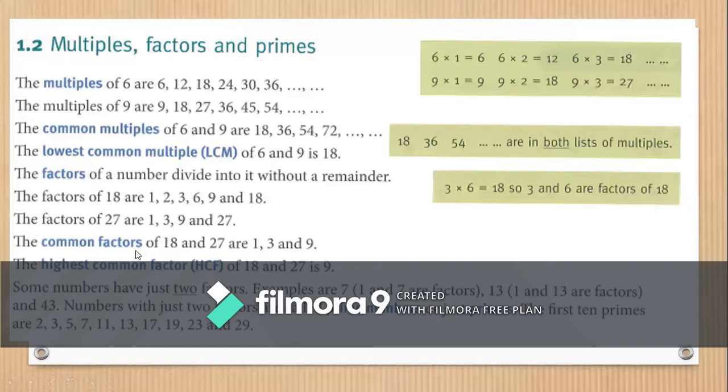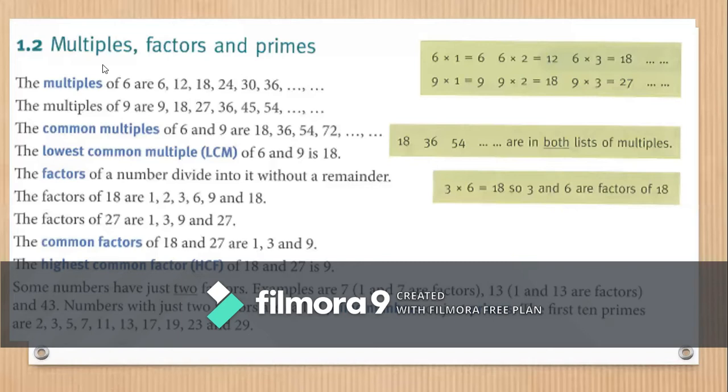Now after that, what you do is common factors. What are the common numbers both lists have? Both have 1, 3, and 9 in common. So you write here 1, 3, and 9. But the highest common factor is 9. That is HCF.